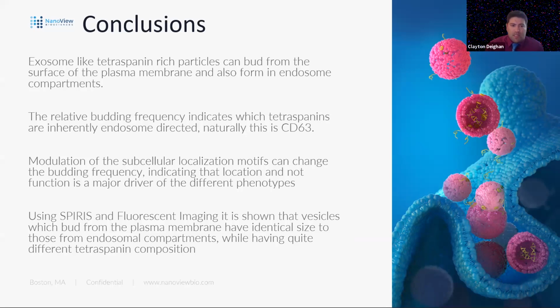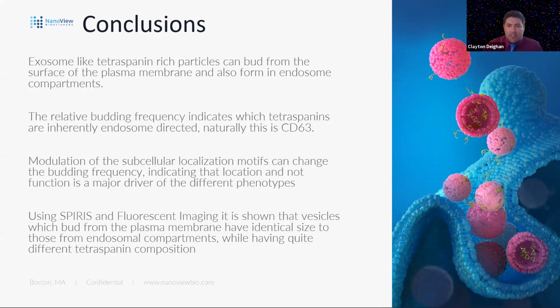So the conclusions from this study, and this is available on bioRxiv, are the exosome-like tetraspanin-rich particles can bud from the surface of the plasma membrane and also form in endosome compartments. The relative budding frequency indicates which tetraspanins are inherently endosome-directed. Naturally, we see that CD63 here. And that modulation of the subcellular localization motifs can change the budding frequency, indicating that location within the cell and not necessarily its function in the formation step is the major driver of the different phenotypes that we see when we do this experiment on naturally occurring EVs.